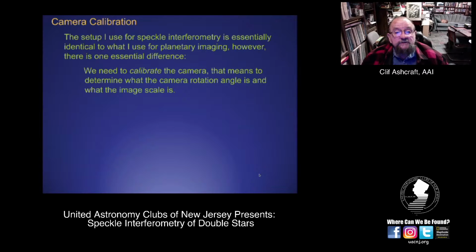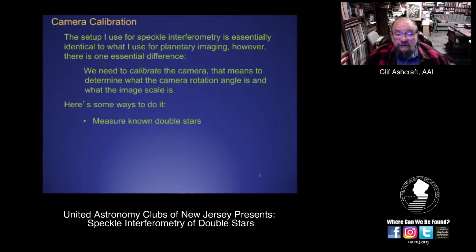That means determine what the camera rotation angle is with respect to celestial north and what the image scale is, because we're going to get real data from this. Here are some ways to do it. Well, you could measure some known double stars and calculate from what the known values were, how much to correct your measurements to get the right answer.